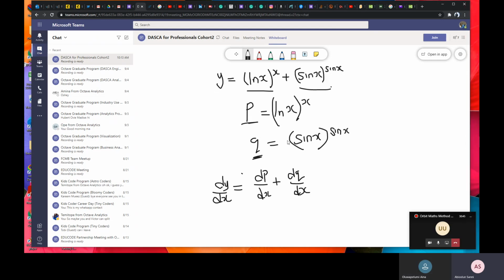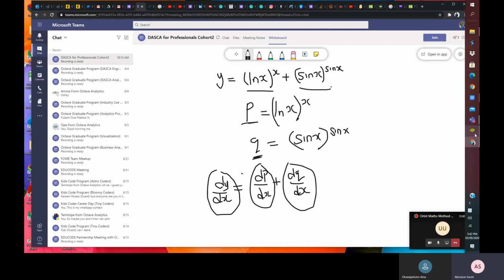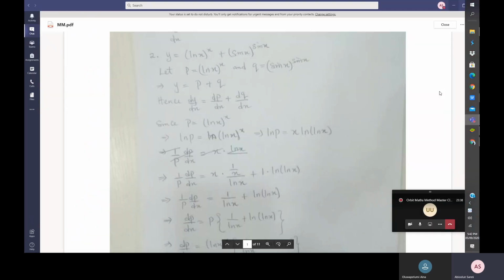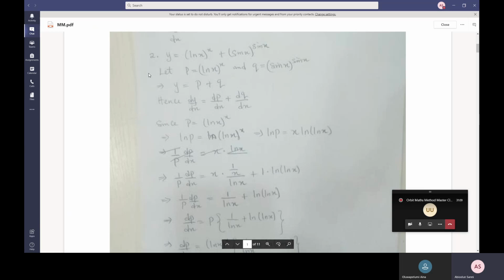So if you differentiate this separately and differentiate this separately, then add the results together, we get dy/dx, which is the derivative of p, the first expression raised to x, plus the derivative of q raised to x. If it is minus right here, it will be minus here too. So let's go back to our file. As you can see, we said let p be this and q be this. You can see my screen, right?